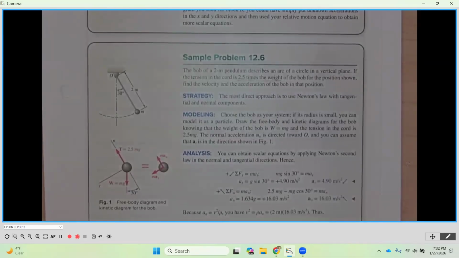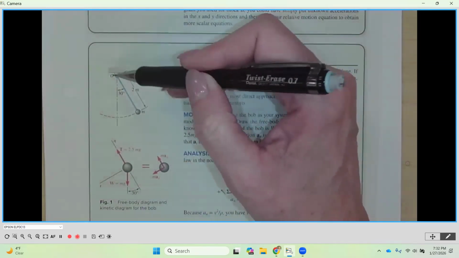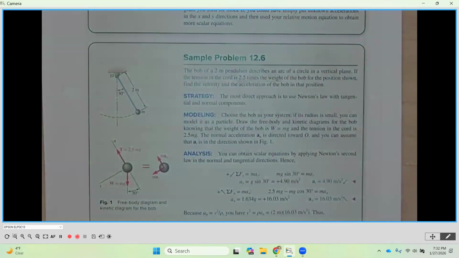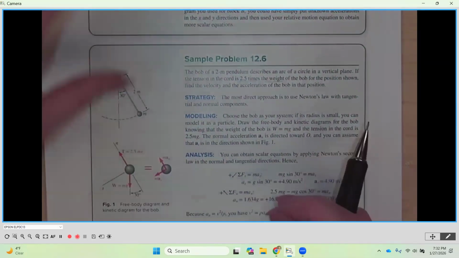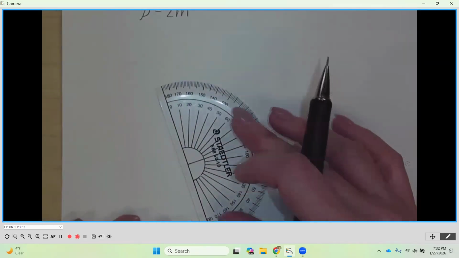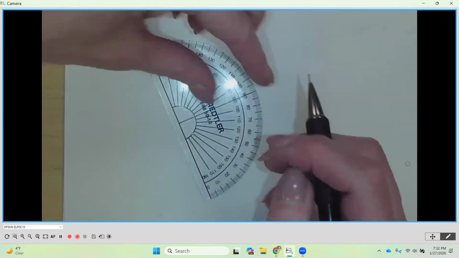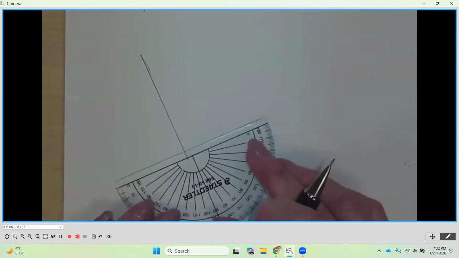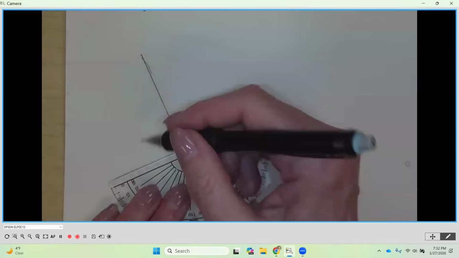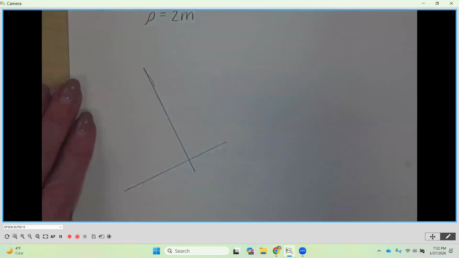So what we're going to do is use the axis system in the orientation that it is here. Instead of calling it X and Y, we're going to call it tangential and normal. It makes it a lot easier, at least I think so. We're going to show this all at an angle. So the first one, I'm going to use my protractor because then I can get 90-degree angles. It's not imperative that you do this, but it does help.